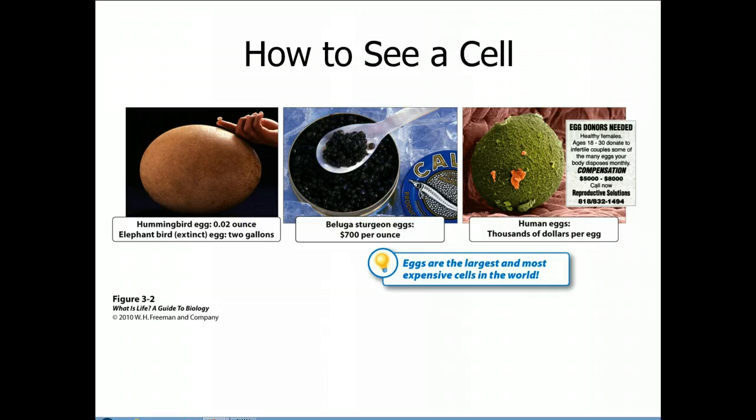So how to see a cell? Well, it depends on the size of the cell. A hummingbird egg is about 0.02 ounces. An elephant bird, an extinct egg, is about 2 gallon size. Beluga sturgeon eggs are about $700 per ounce versus a human egg, which is a couple thousand dollars per egg. So value and size are shown here.